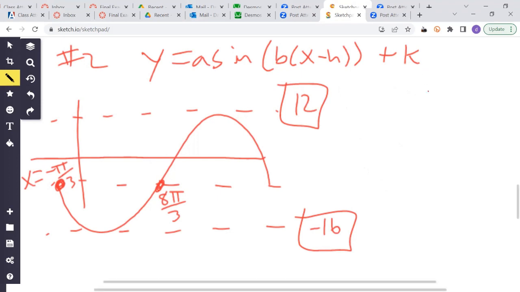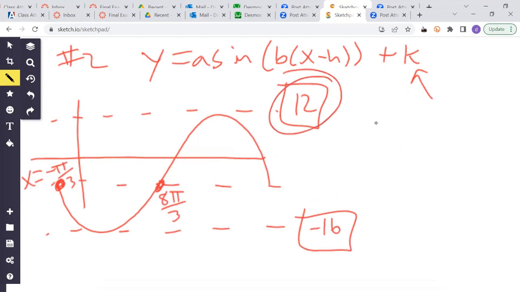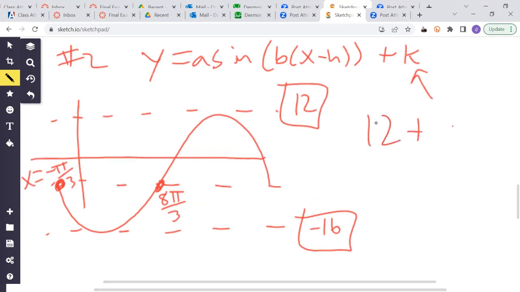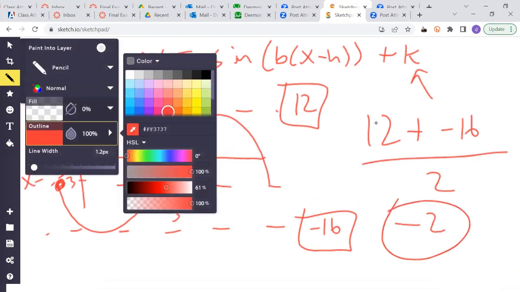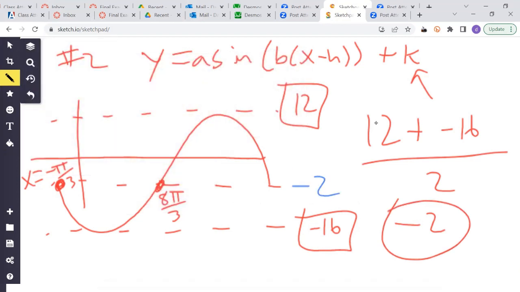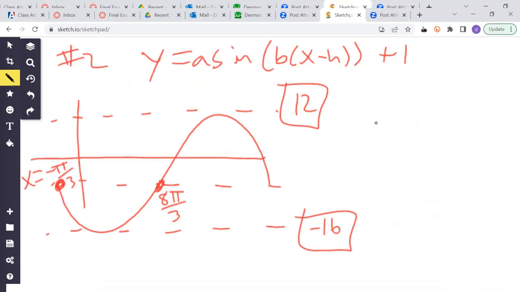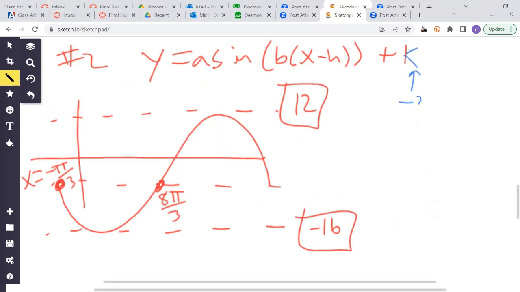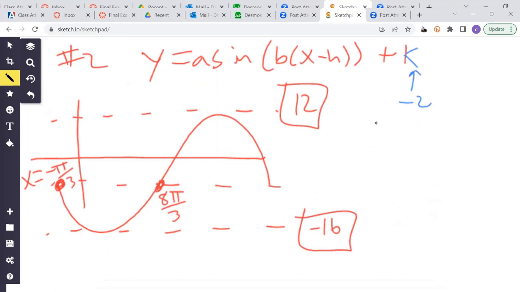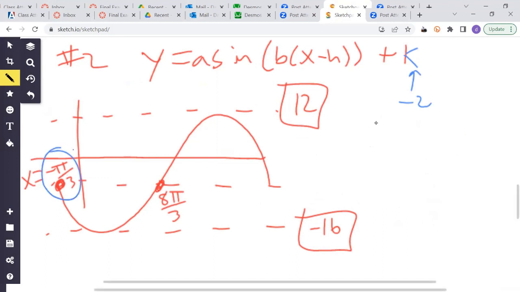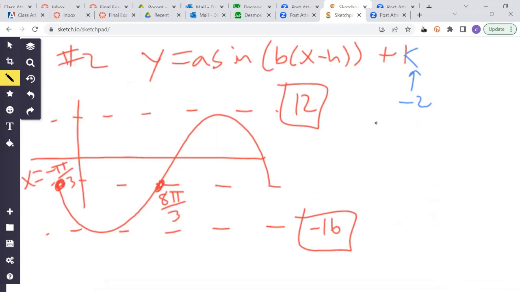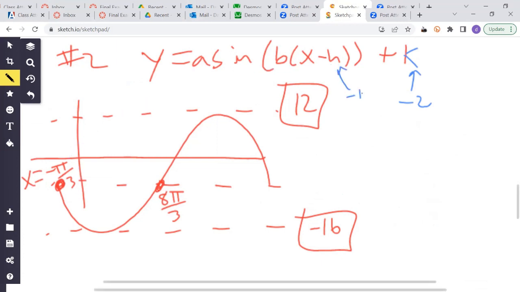Let's begin by finding the value of K. K is the line that goes down the middle. To find the middle, you take the top and the bottom and find the average. To find the average, you add the numbers together and divide by 2. That'll give you -2. So -2 is going to be the line in the middle, and that -2 represents the value of k. So we know that k is -2. We also know that the x-coordinate of the beginning point is h. So h was actually given to us for free. It's -π/3.